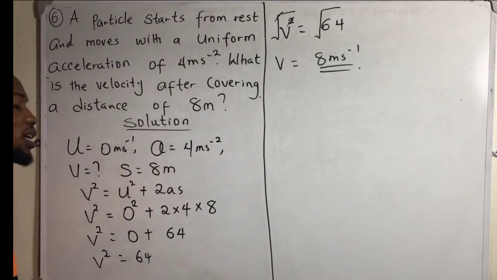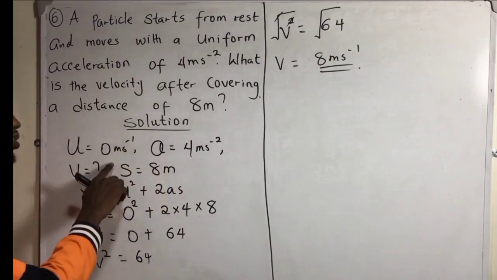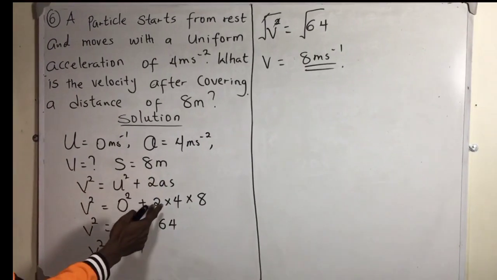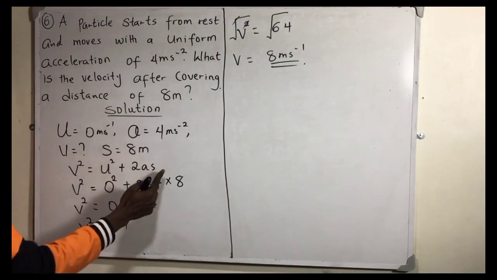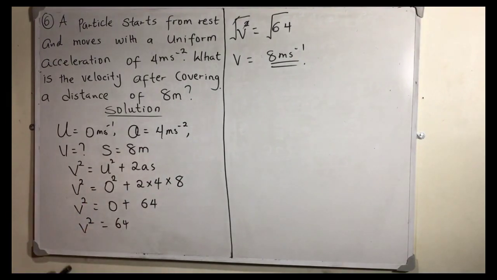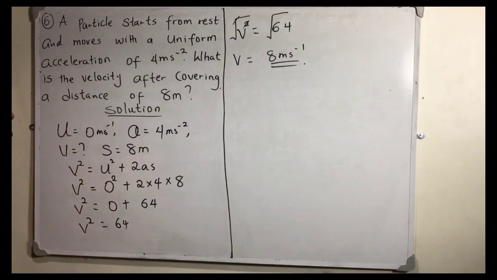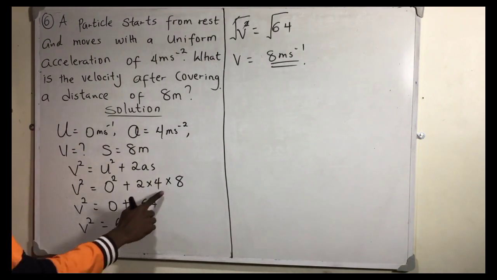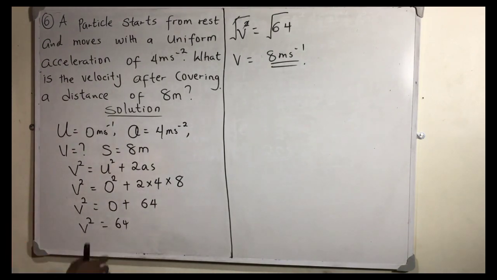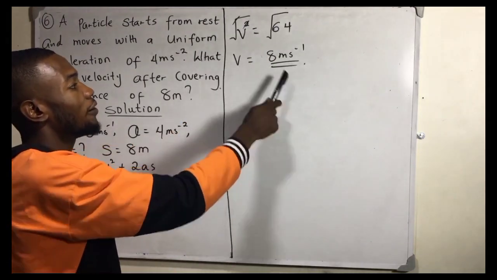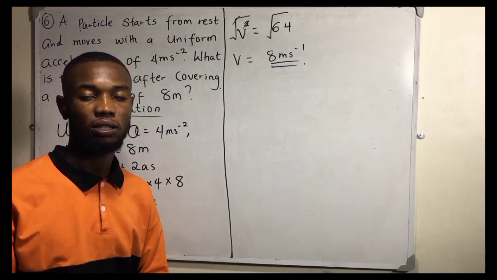So v squared is unknown, that's why we are still representing it with v squared, because this equation has a square. Now we have the initial velocity to be 0, then squared, plus 2 multiplied by acceleration, which is 4, then multiplied by the distance, which is 8. Now we have v squared equal to 0 squared, which means 0 times 0, definitely it will give 0, plus 2 times 4, which is 8, 8 times 8, which is 64. Now we have 0 plus 64, that's 64. Take the square root of both sides for us to get v, that's what we just did here. Then we have v to be 8 meters per second.